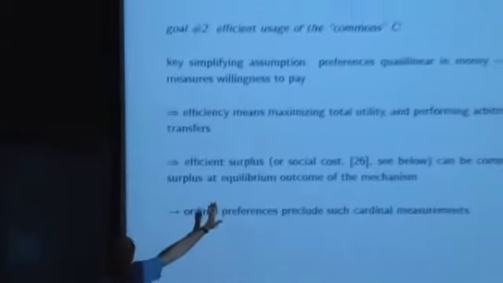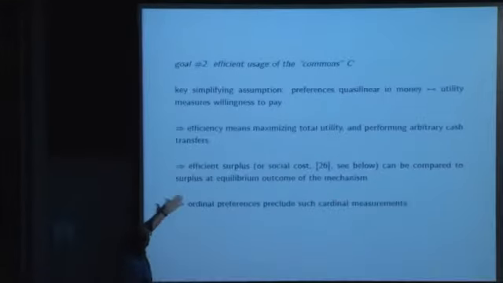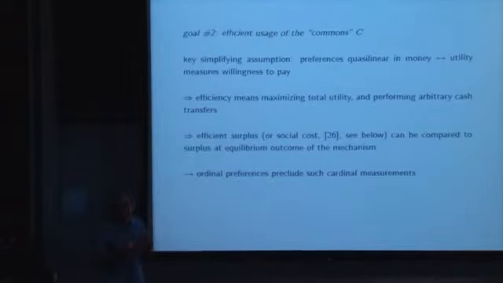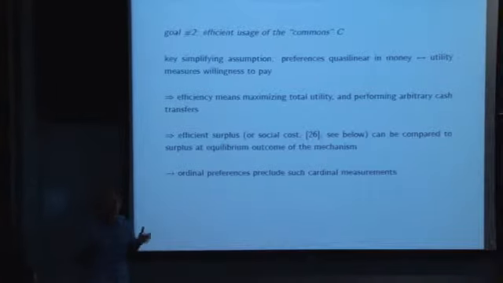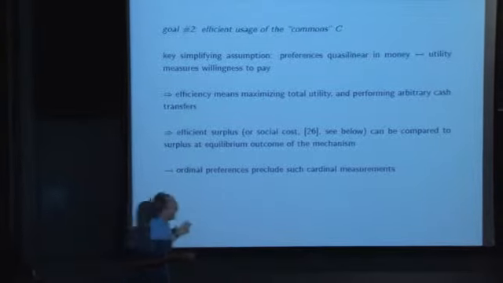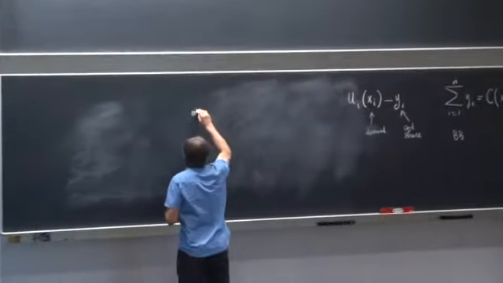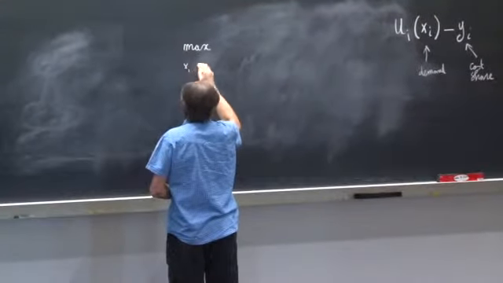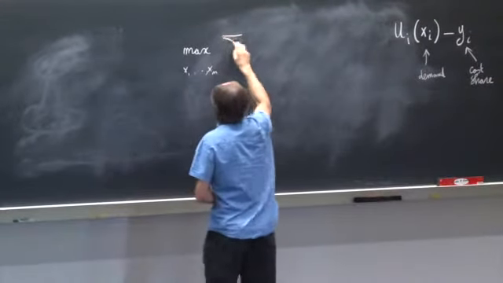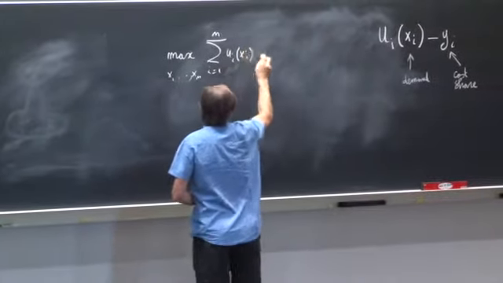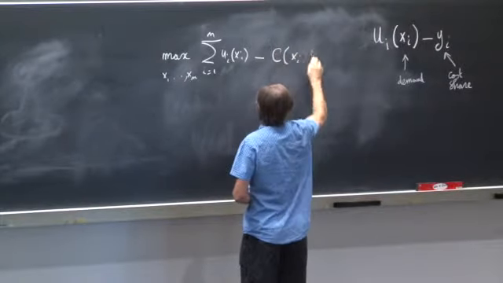Okay. So because of the quasi-linear utility assumption, we know that efficiency is equivalent to maximizing total net surplus. I said here total utility, but it would be better to say total surplus, right? Efficiency is simply to solve for the efficient allocation: max over x1,...,xn of the sum for i equals 1 to n of ui(xi) minus C(x), right?